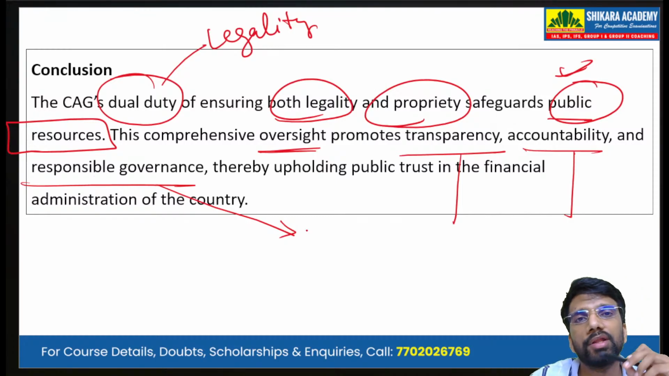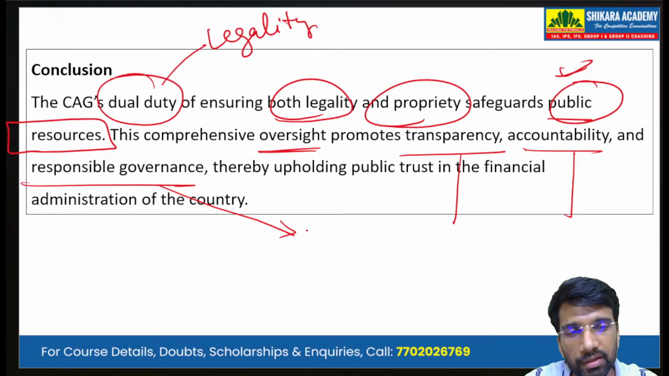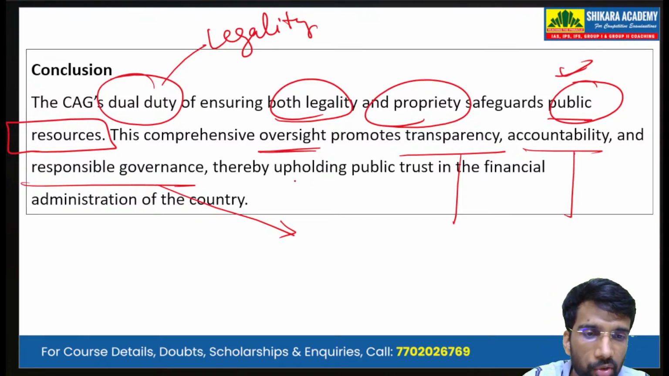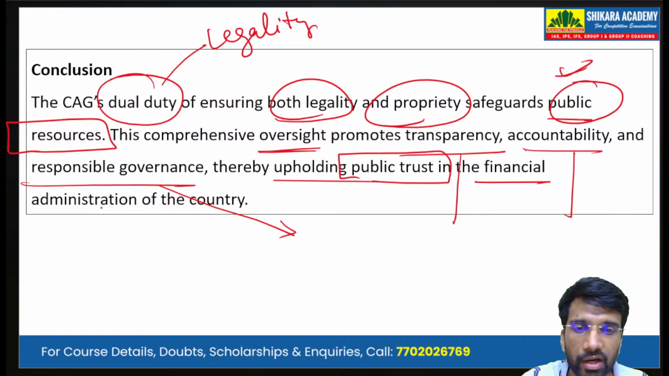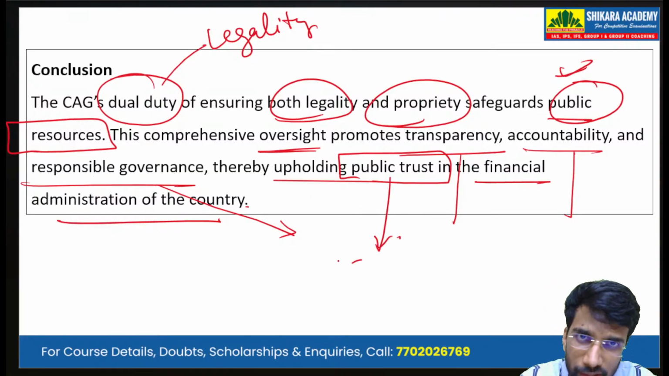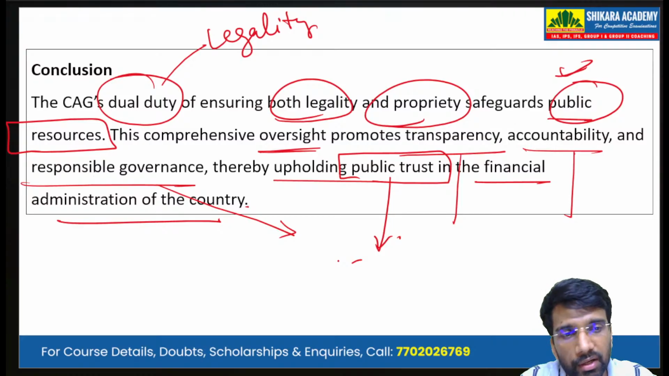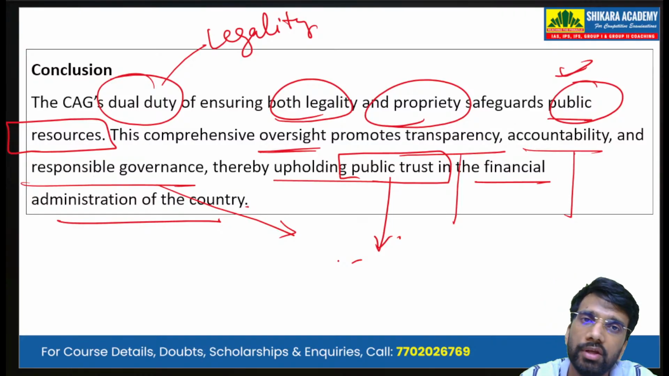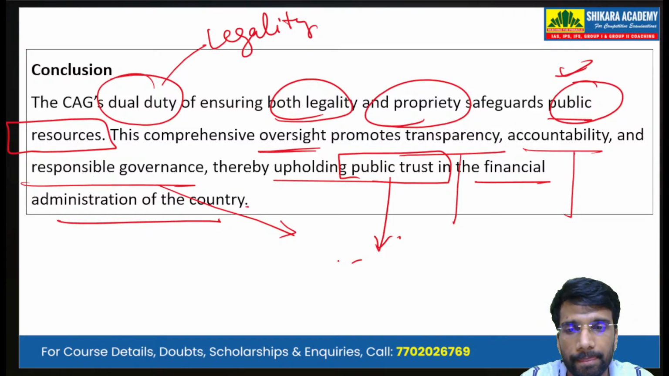Ultimately, if the CAG is doing its work effectively, then it leads to increased transparency, increased accountability, and increased responsible governance by the executive, and thereby it upholds the public trust in the financial administration of the country. Okay, this public trust, we can say that the CAG is the custodian of the public trust in the financial administration of the country.